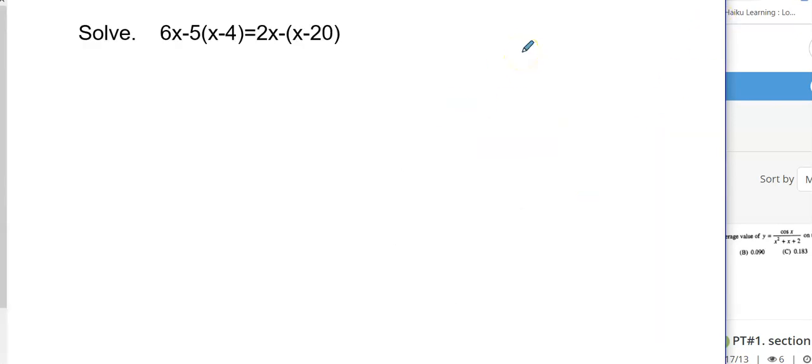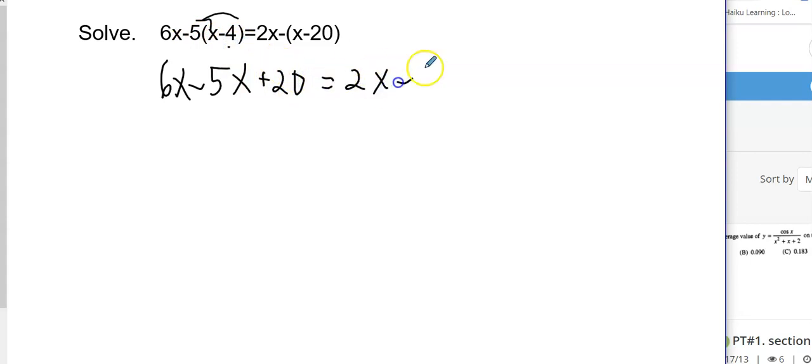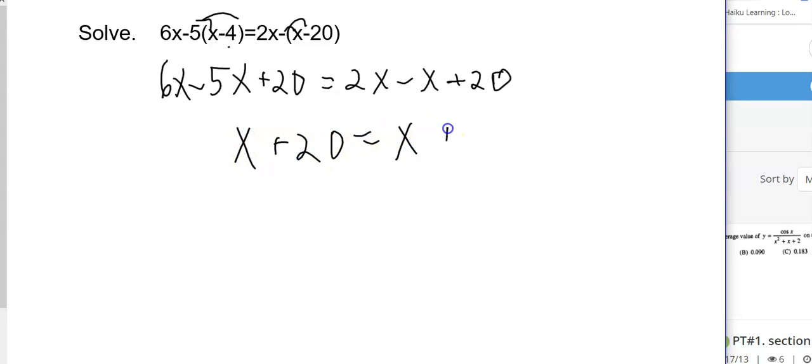Let's just solve this one and see what happens here. So this looks pretty straightforward. Just distribute, I guess. So 6x minus 5x, I guess plus 20. Be careful to distribute. Negative 5 times negative 4 is positive 20. Equals 2x minus x plus 40, because you distribute a negative there. So plus 20. 6x minus 5x is x. Plus 20 equals x plus 20.